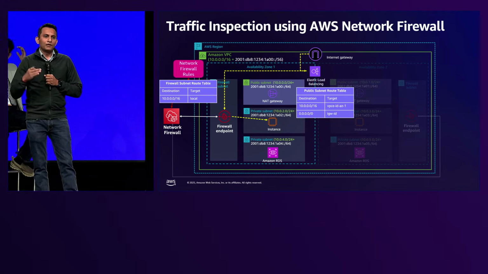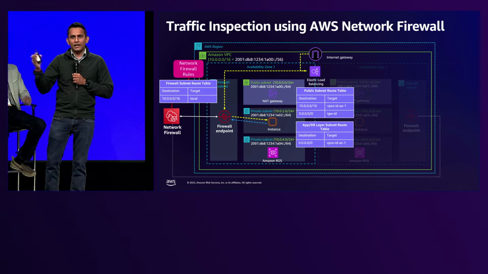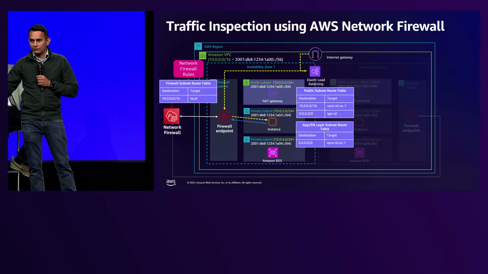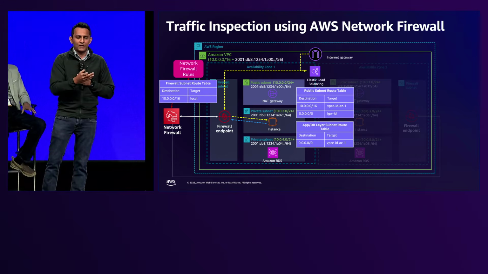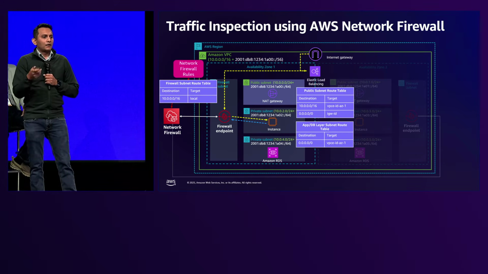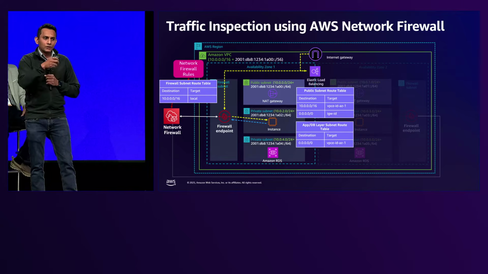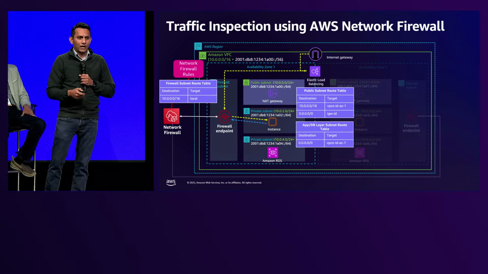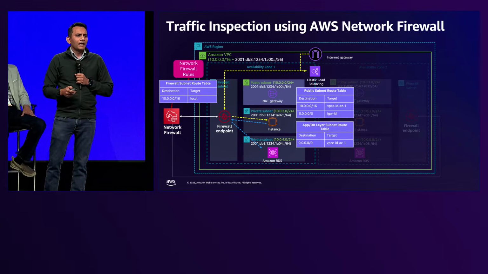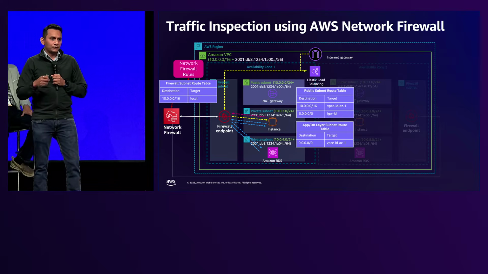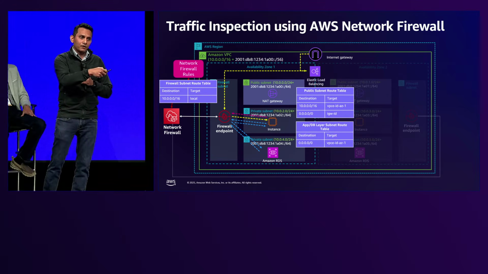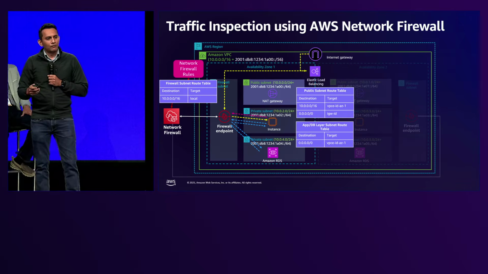Next, similarly for east-west segmentation, say if I have two private subnets, one for my EC2 instance, the other subnet where I have my database, I can route traffic between those two private subnets through network firewall as well. And similarly for outbound traffic from my EC2 instance, it is first inspected by network firewall and then going out via IGW.